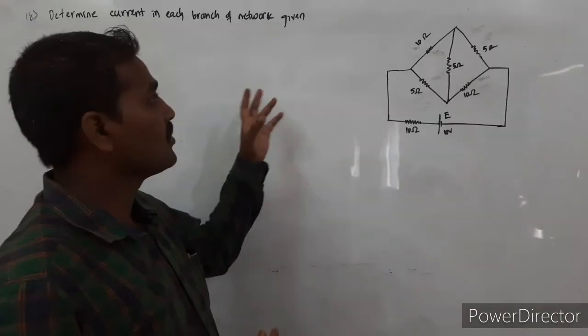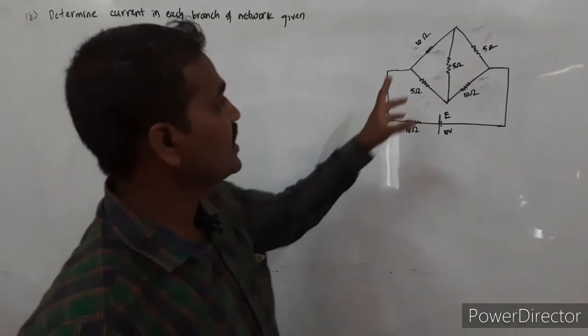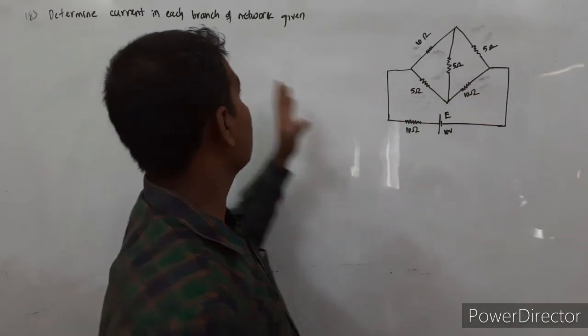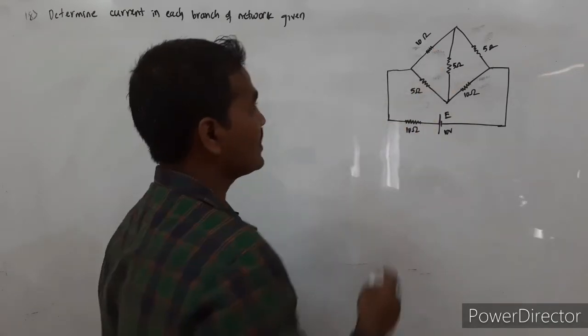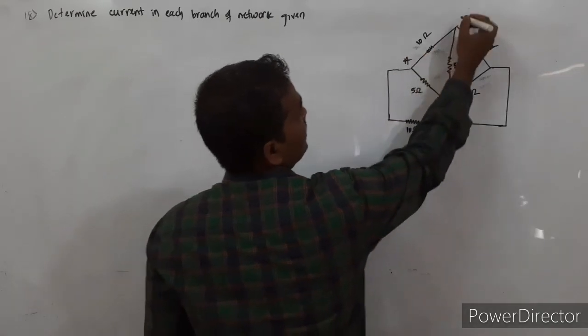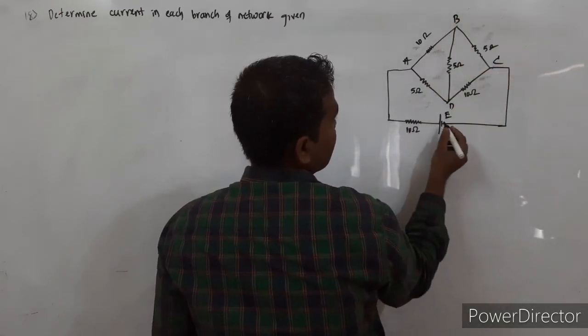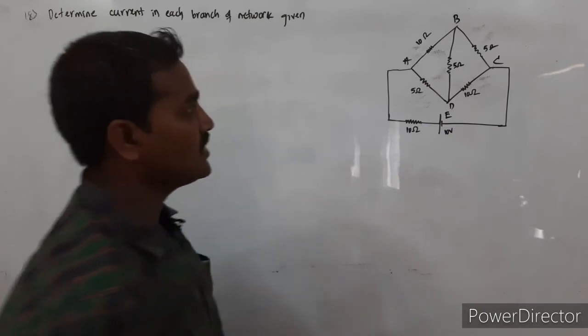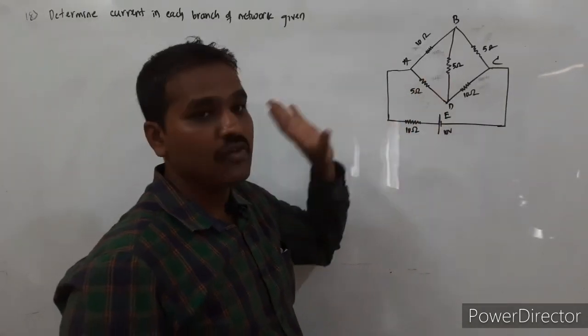Look at the next problem, which is based on a Wheatstone's bridge. They have given different resistance values, EMF is given. We have to find out what is the current flowing through each branch. First let us name the circuit here, A, B, C, D. This is E point here. Again we shall apply Kirchhoff's law and try to get the values of current.